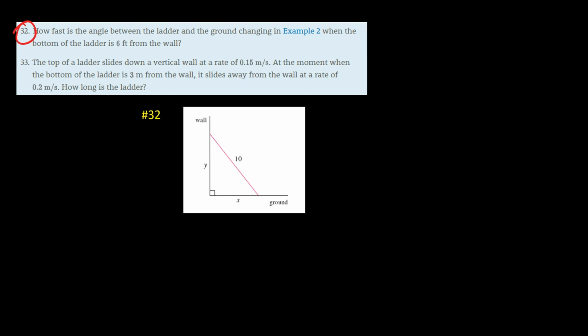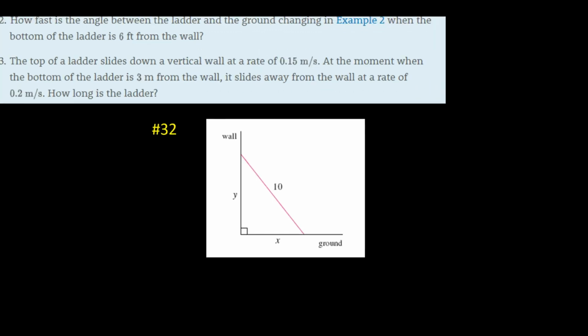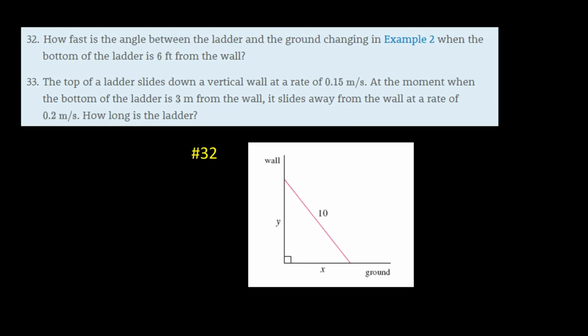So what I'm going to do is make this a little bigger, and we're going to work with this. How fast is the angle between the ladder and the ground changing? The angle between the ladder and the ground, let's call that theta. So I'm immediately writing d theta/dt. This is what I need to find.